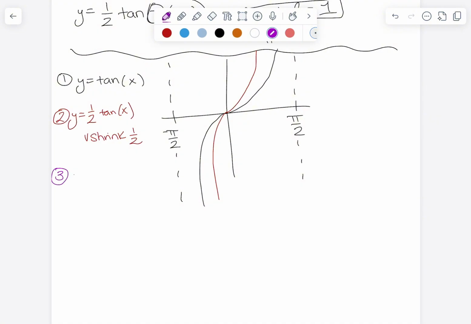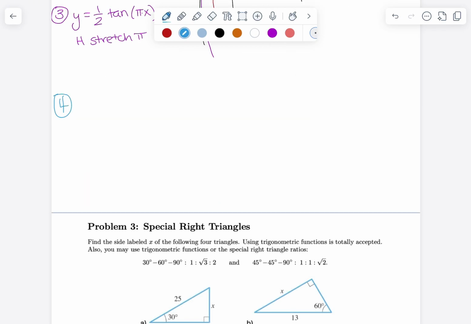And then the next step is going to be y equals 1/2 tangent pi times x. So that's a horizontal stretch by pi. So that just makes the graph a little bit wider. And then the next step is just to add that shift right 1.